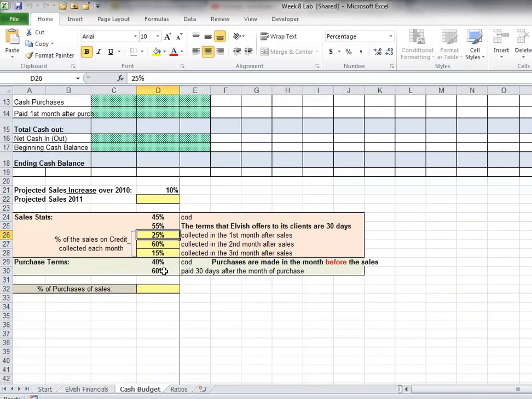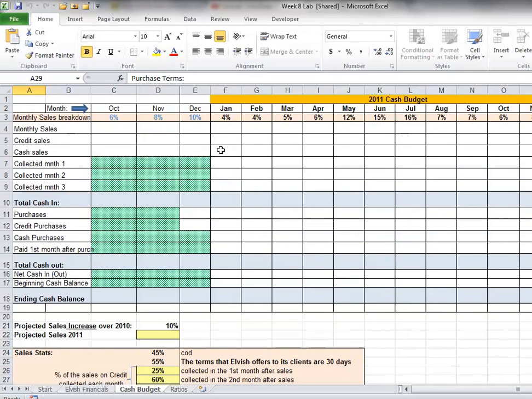When we buy things, 40% of what we buy is cash on delivery. We pay for it as we get it, and we purchase 60% on credit. But we buy our goodies, same as the example, the month before. So if I sell something in March, I'm going to get 25% in April, 60% in May, and 15% in June.